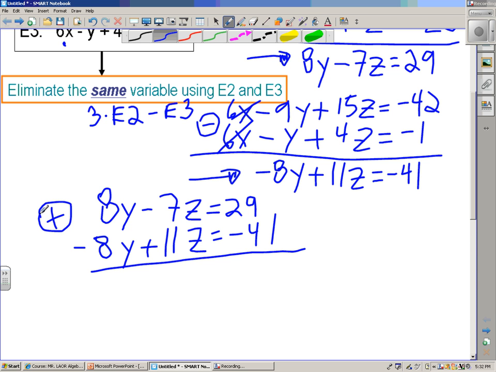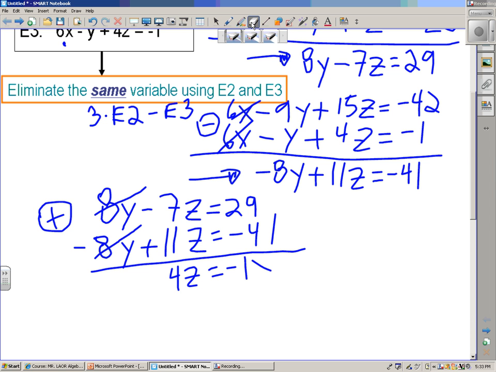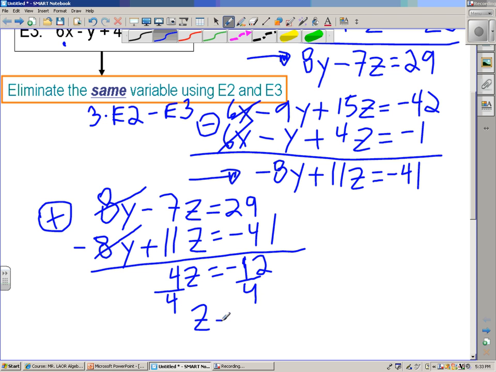The y's eliminate. And negative 7 plus 11 gives me 4z. And 29 plus negative 41 is negative 12. Divide both sides of the equation by 4. And z is equal to -3.